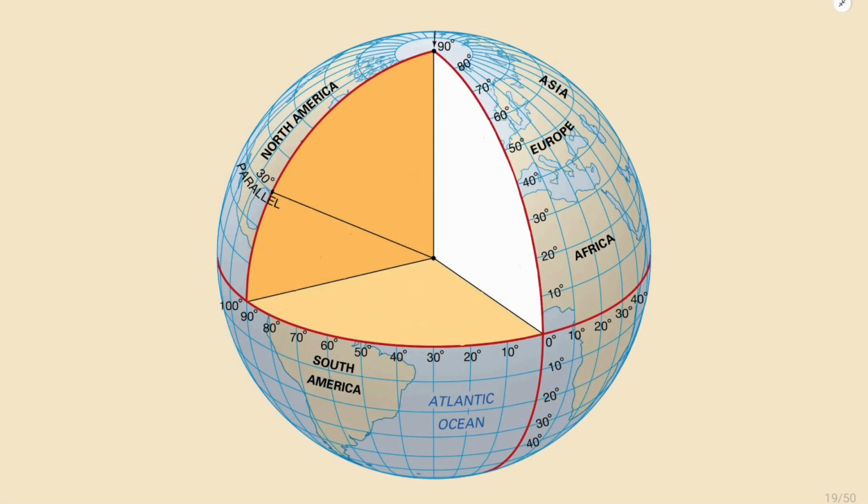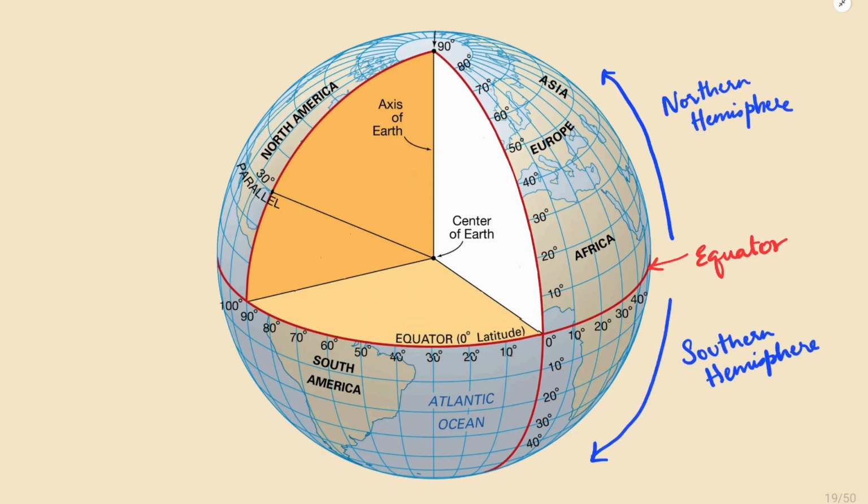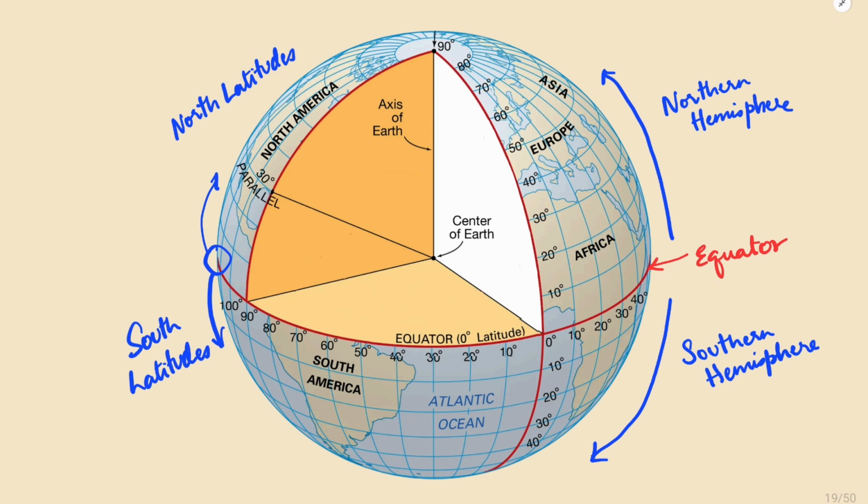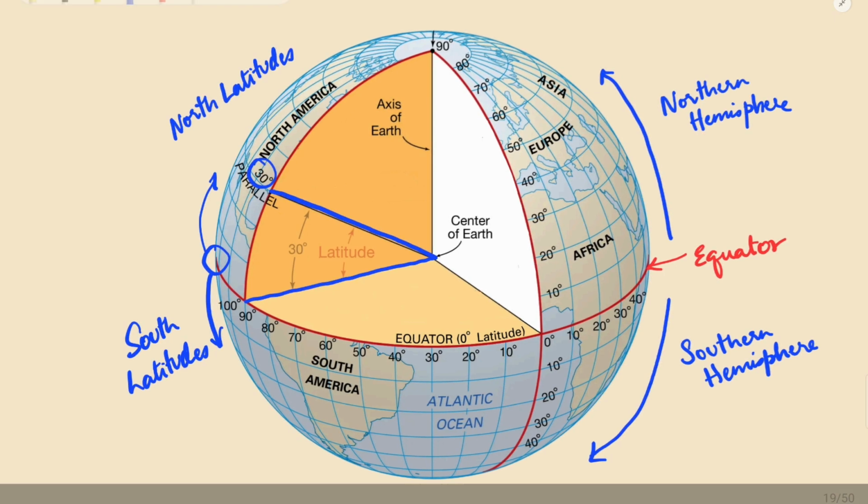Let's take a look at this diagram to understand it better. You can see the axis of the Earth, the center of the Earth, and the equator, which divides the Earth into northern and southern hemispheres. North latitudes are measured from the equator towards the north, and south latitudes are measured from the equator towards the south. For example, the 30 degrees parallel is 30 degrees away from the equator measured from the center of the Earth.